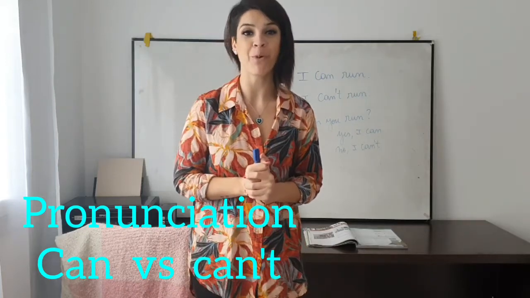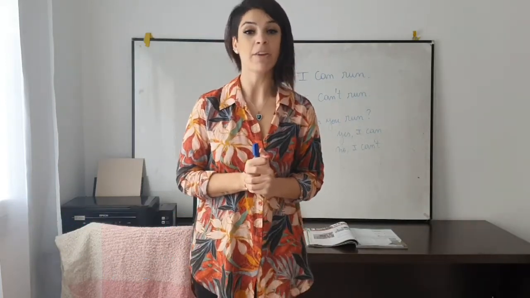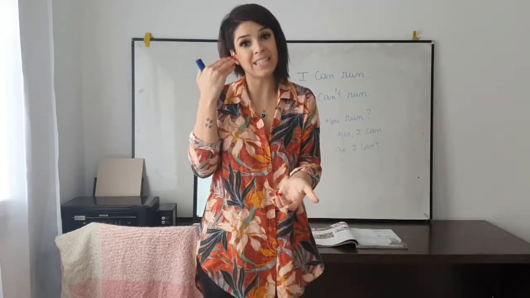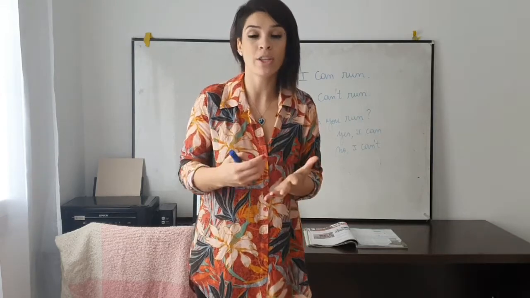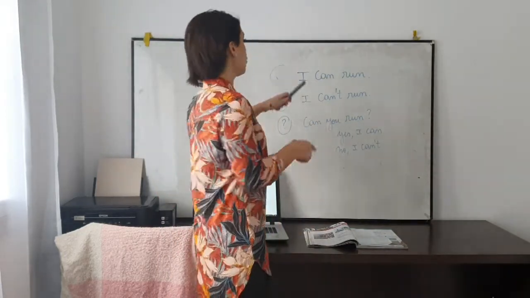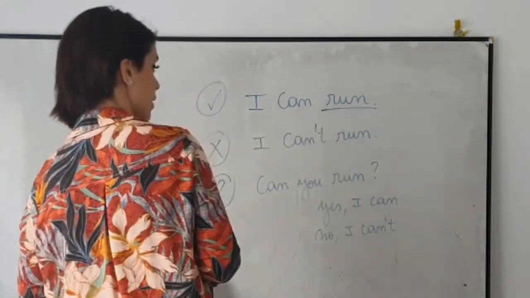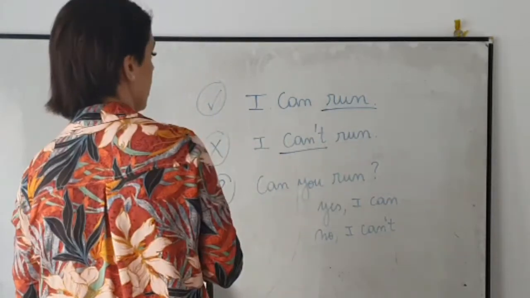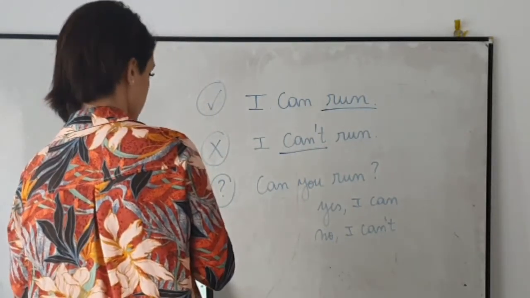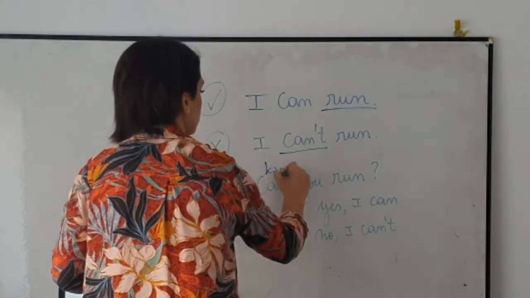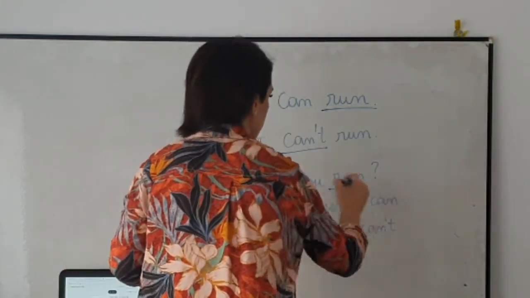One of the most important things is the pronunciation, because if you pronounce can and can't in a similar way, the listener is not going to understand what you're saying. So the most important thing is to stress the correct word. For example, in the affirmative form, you stress the verb. In a negative form, you stress the negative one, that is can't. And if you have a question, you don't pronounce can, you say can really short, and you stress the verb again.